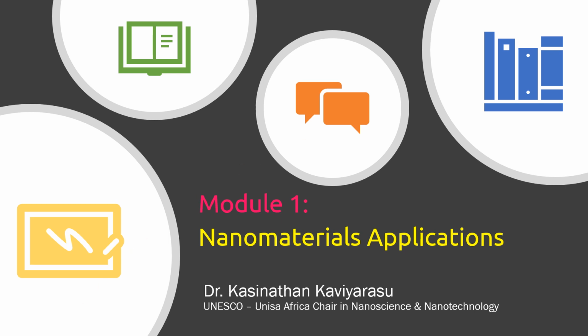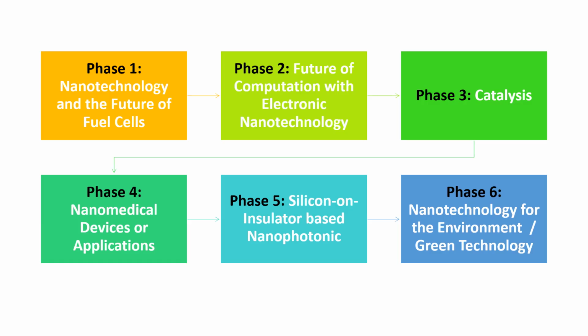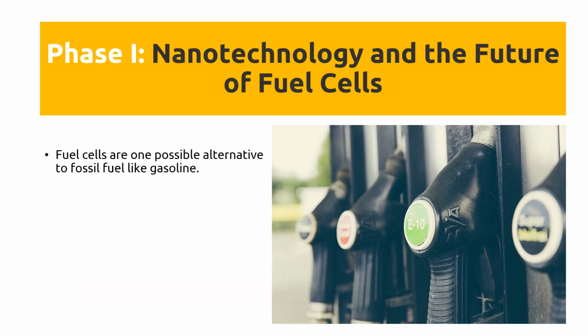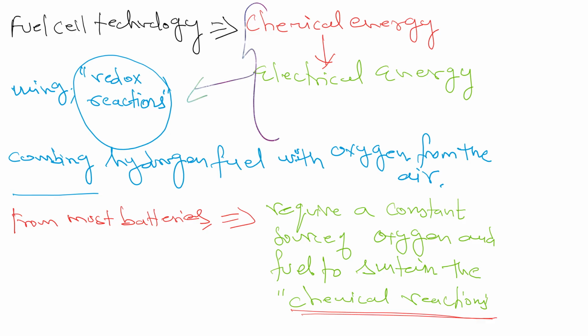In this video, we will talk about the different types of nanomaterial applications in different categories. Here we have 6 different phases, but today we are going to discuss phase 1 nanotechnology and the future of fuel cells. As we know, fuel cells are one possible alternative to fossil fuels like gasoline. Then, what is fuel cell nanotechnology?